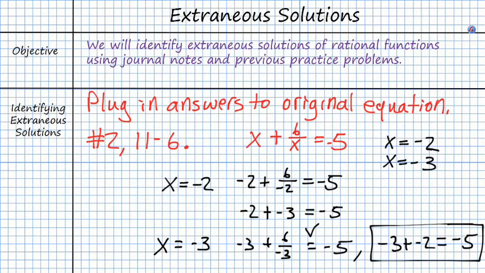So extraneous solutions are pretty rare, but we do need to go back through and check. So that's all that we're doing. Whenever you get an answer for these rational functions, you need to go back through and make sure that that solution actually exists.